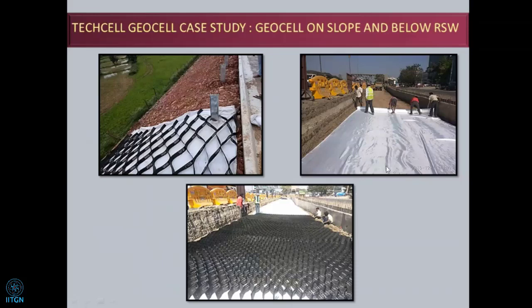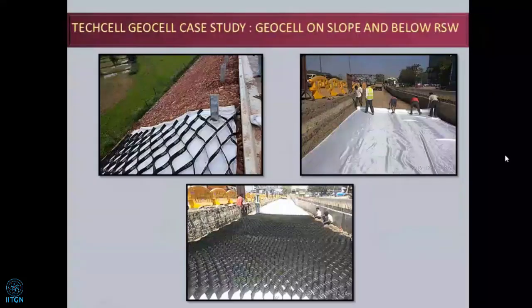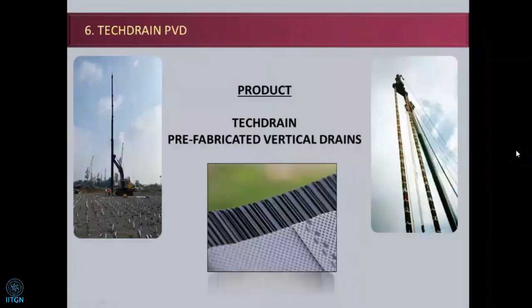And GeoCell is also there. This is also the slope protection with the GeoCell, how it has to be carried out for the slopes, with the geotextile and the GeoCell above that, and filled with either aggregates or granular fill, or if you want to be able to grow vegetation, then you can have soil.